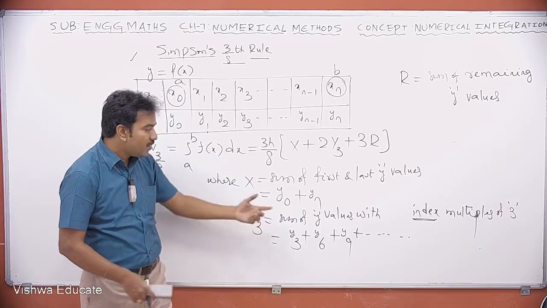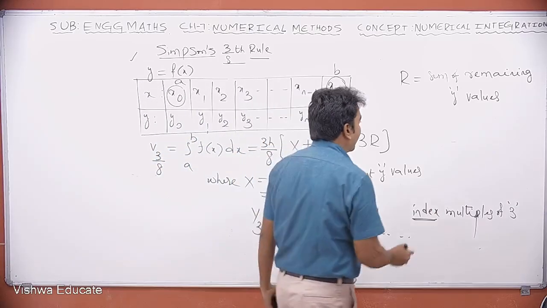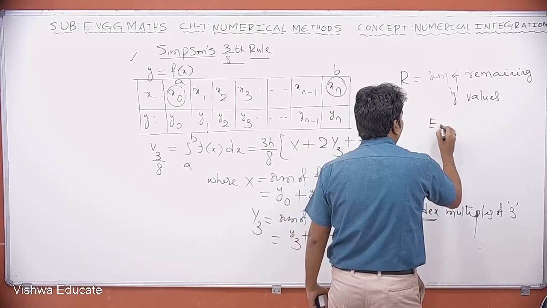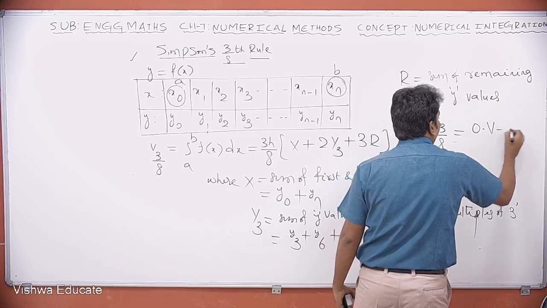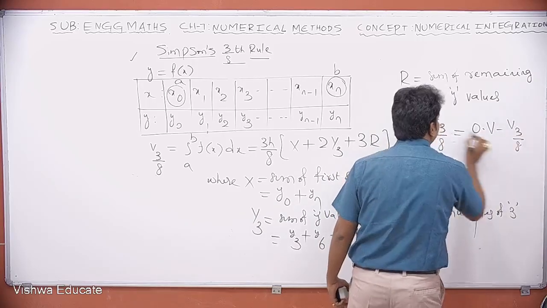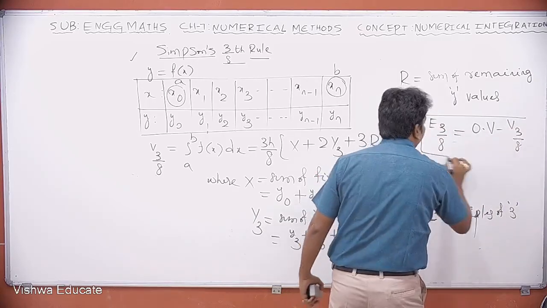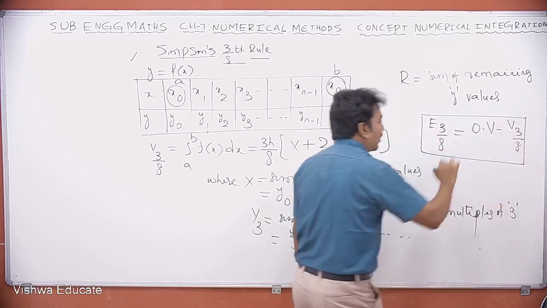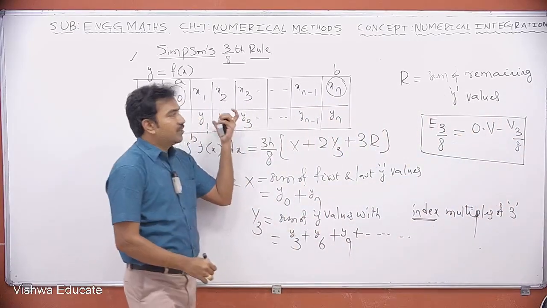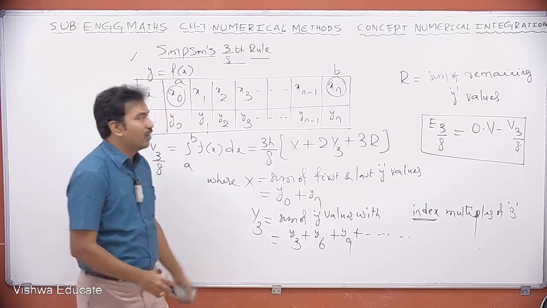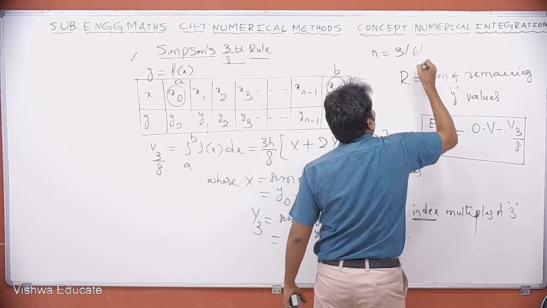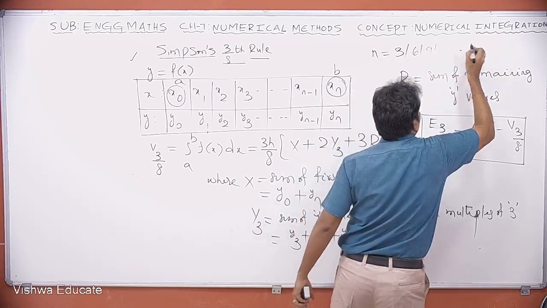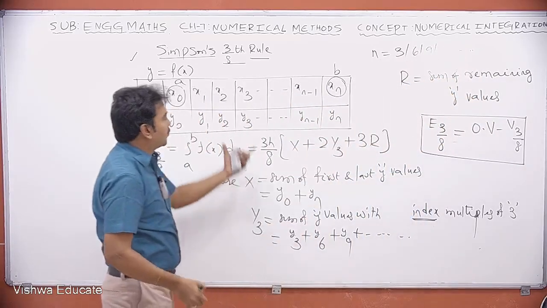Okay. Now, in this case, as usual, we can find error. So this is error by using 3/8 rule. E 3/8 equal to OV minus V 3/8. Now, one of the important factors is about number of subintervals. In case of solving problems using 3/8 rule, the number of subintervals must be multiples of 3. So n equal to 3 or 6 or 9, etc. Right? So note all these points.